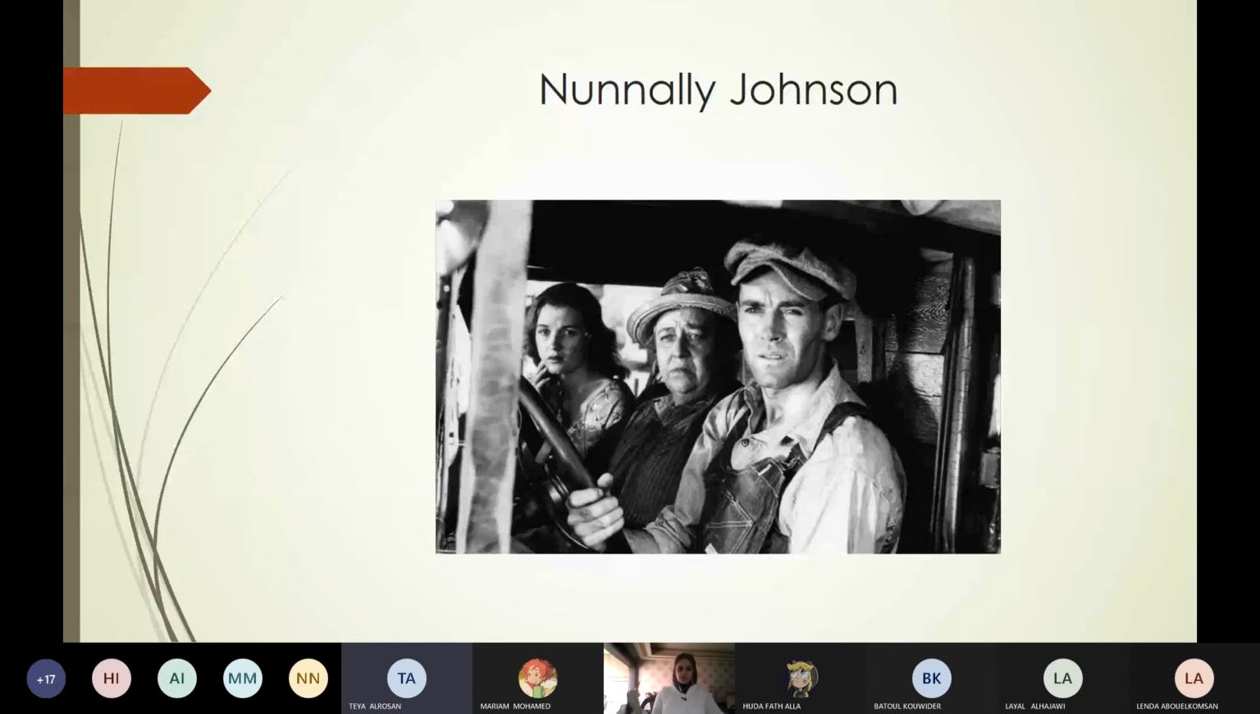What is the Joad tent? Joad is the family. They had a tent because they used to live in tents, as we said before. So outside the Joad family tent.